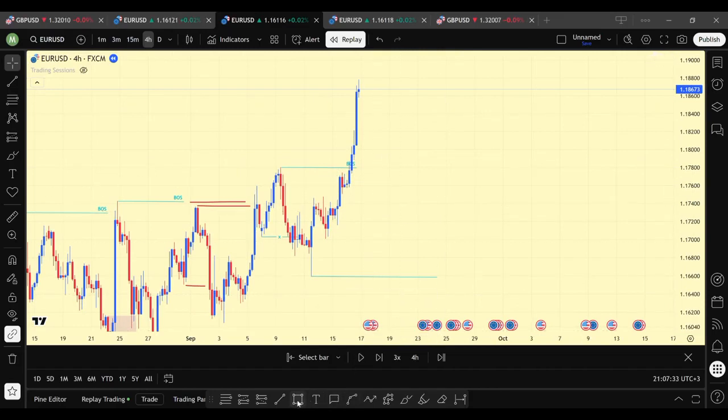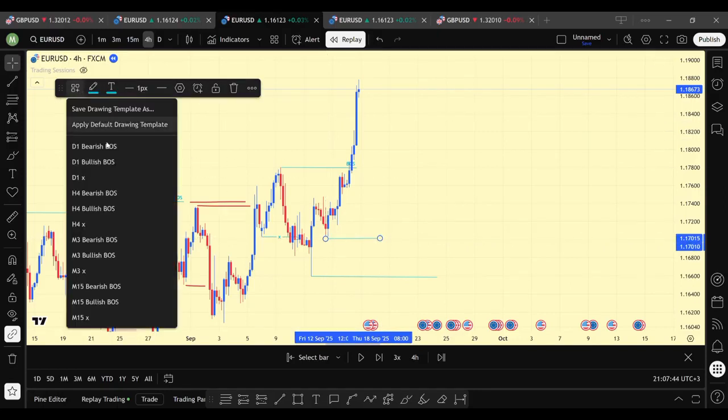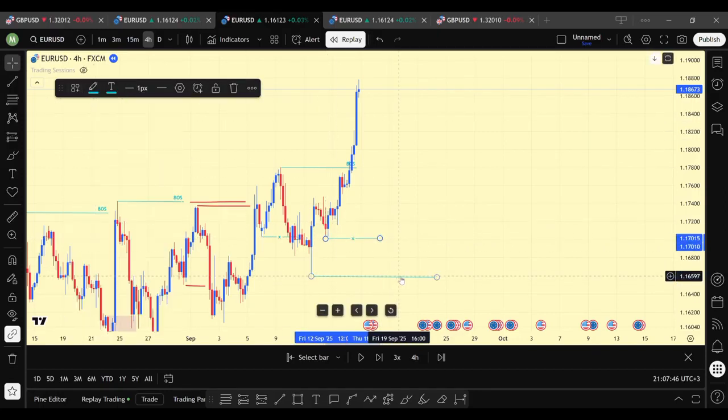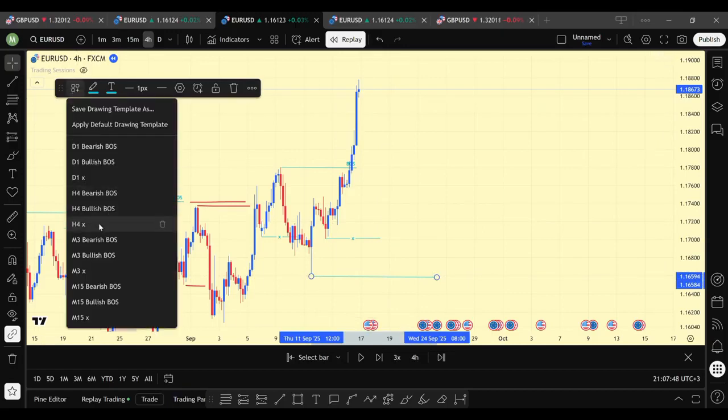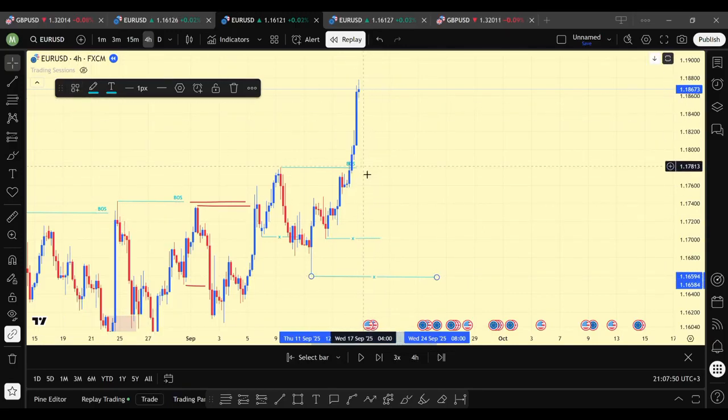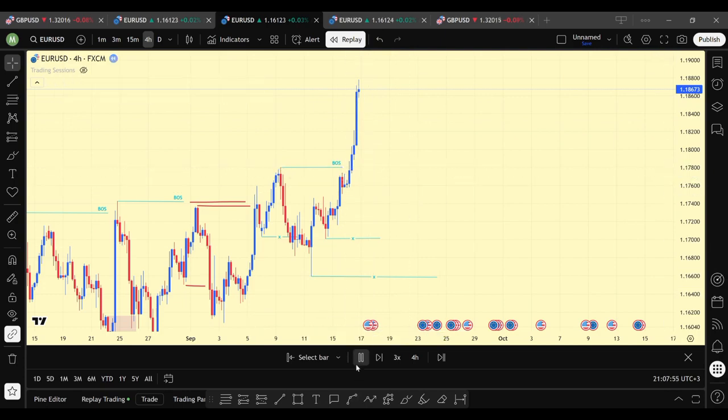Of course, where is the inducement? This is not a valid pullback, so the inducement in this case will be this one, and this is a minor inducement. So take note of that. This is a minor inducement, and the major inducement, of course, will be the external liquidity, because there is no valid pullback after this break of structure. Anyway, let me continue running price.